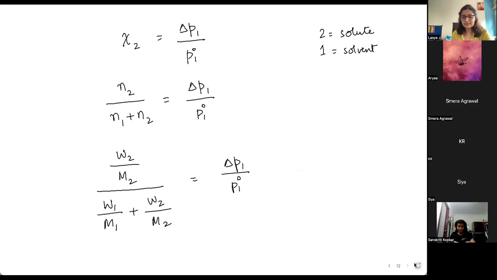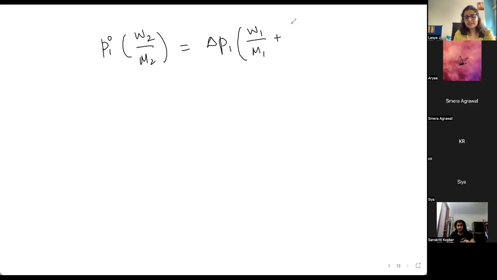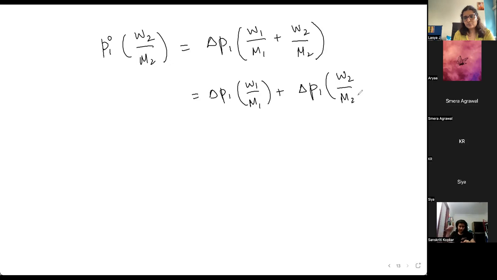Go to the next page because this is going to be kind of a big equation. Then after that, just cross multiply. So you get P1 naught into W2 by M2 is equal to delta P1 into W1 by M1 plus W2 by M2. Open the bracket: delta P1 into W1 by M1 plus delta P1 times W2 by M2.